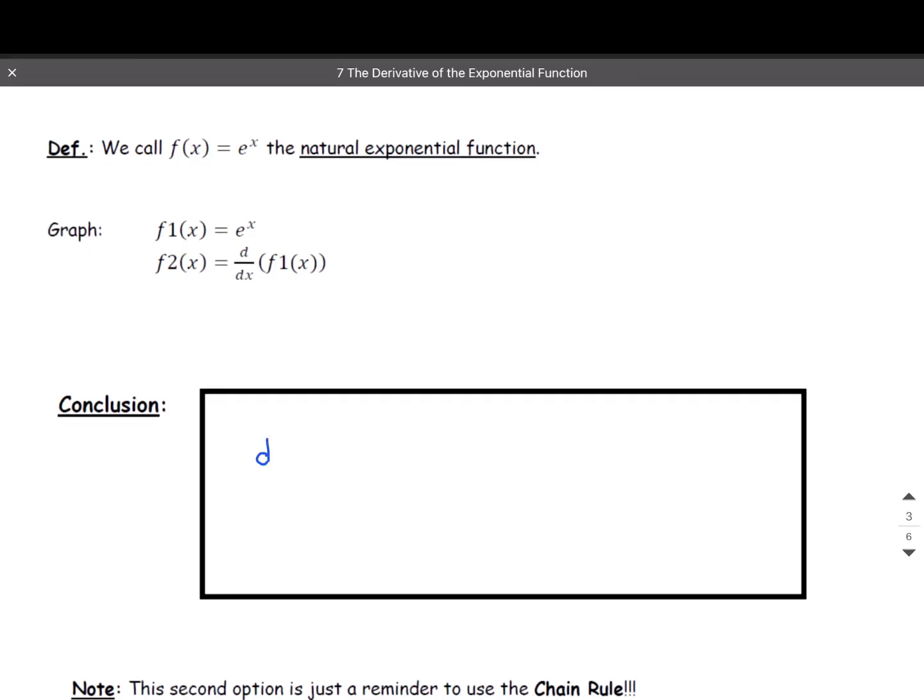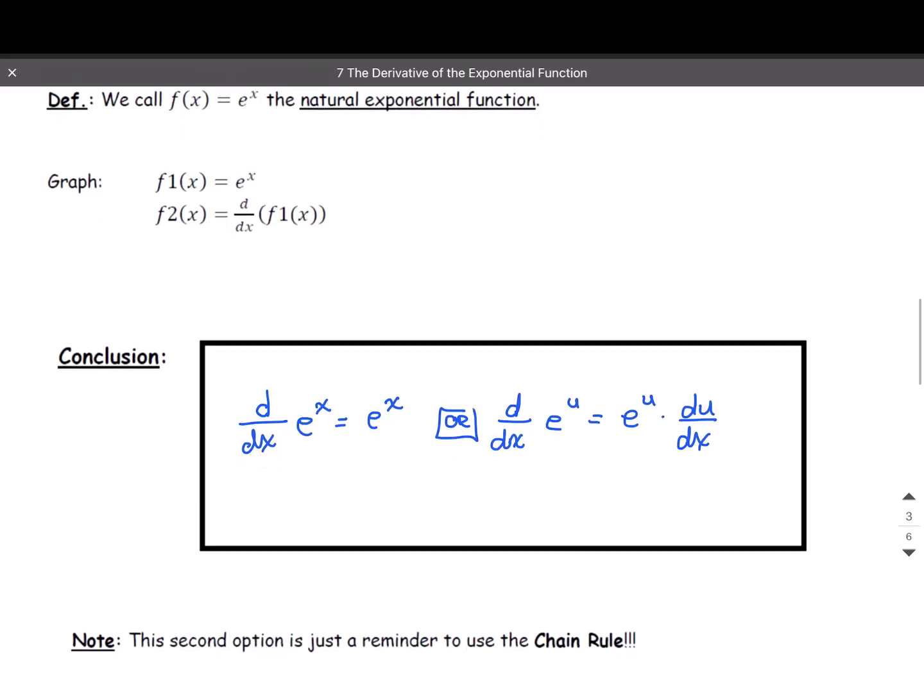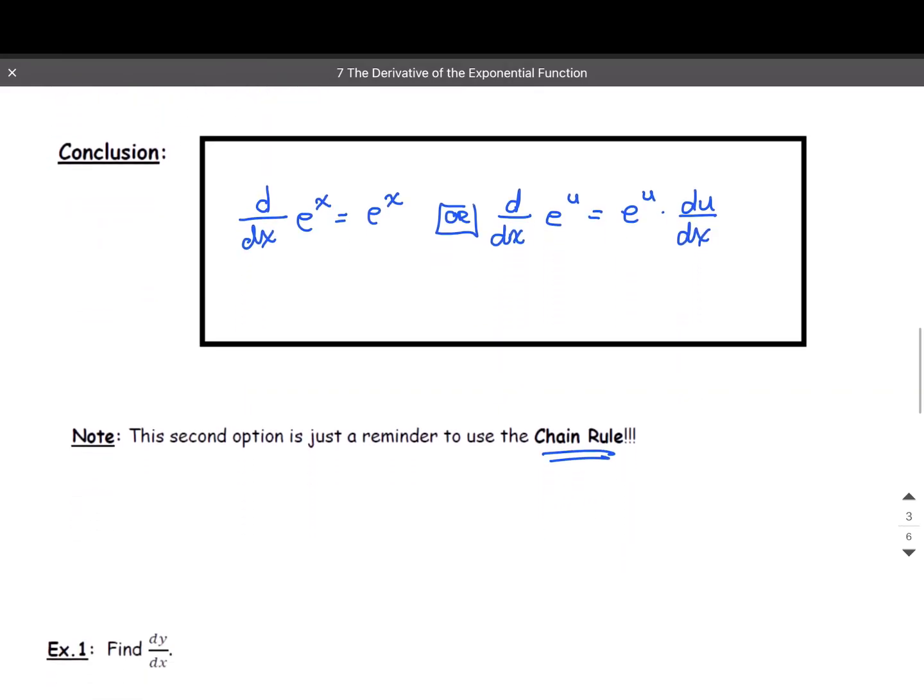Okay, so we just saw amazingly that the derivative of e to the x is just e to the x, or the derivative with respect to x of e to the anything is e to the anything times the derivative of the anything with respect to x. Remember, that second option is just a reminder to use the chain rule.